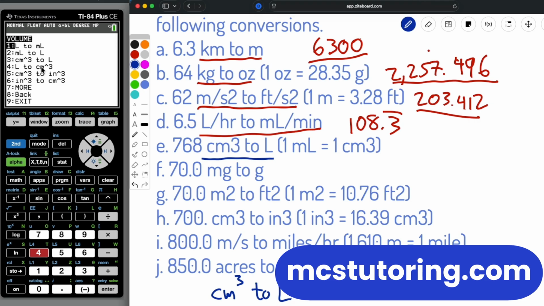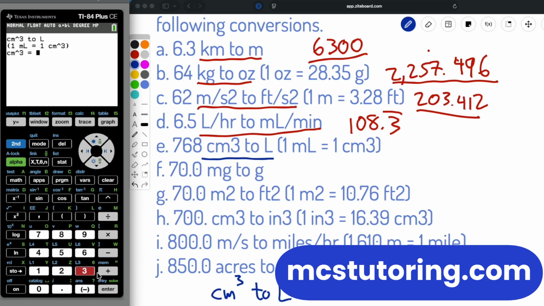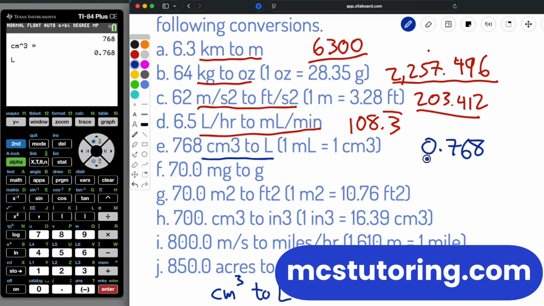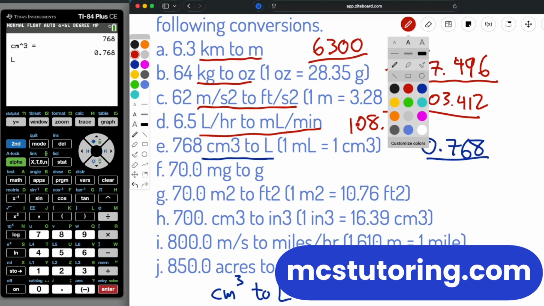Okay, so we're going to go to centimeters cubed to liters, option 3 it looks like. And how many centimeters cubed do we have? Looks like we have 768 centimeters cubed. And then it looks like we have 0.768 liters. So I'm going to write 0.768. Okay, oops, I didn't underline the last one. Shame on me. Okay, sorry for being forgetful there.